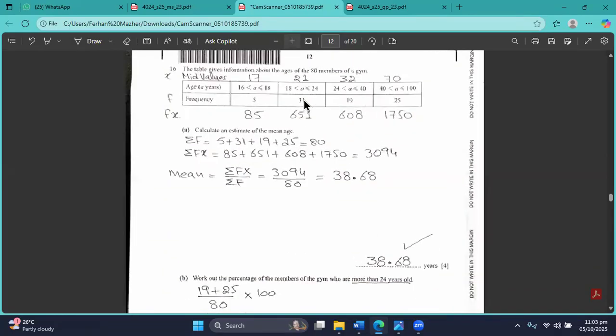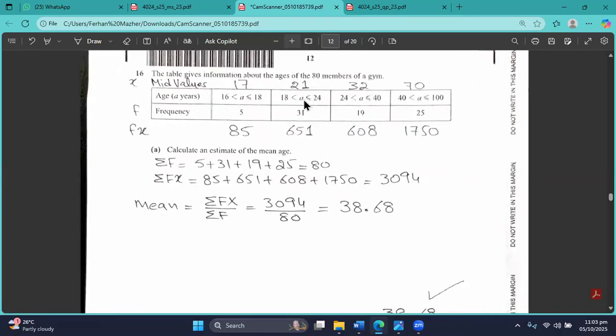So here we go. The mid value of this class is 17. The mid value of this class is 21. The mid value of this class is 32. The mid value of this class is 70. You add these two boundaries and divide by 2. So this is how you find the mid value. That is called x. This is the frequency. You multiply x and f, and that gives you fx.